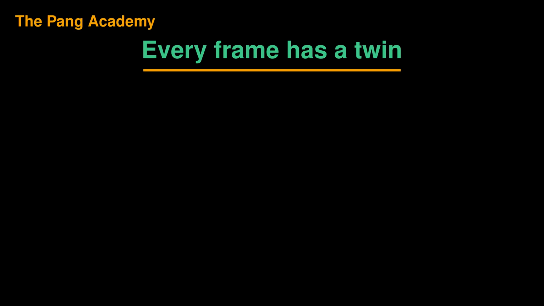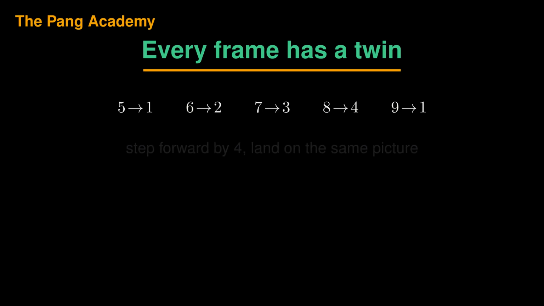And this repeat never stops. Frame 6 is a copy of frame 2, frame 7 copies frame 3, frame 8 copies frame 4. Then frame 9 swings right back to the start and copies frame 1 again. So here is the shortcut hiding inside that. Step forward by 4 and you land on the identical picture. A huge frame number is really just a small one in disguise. All you must do is find which small one.